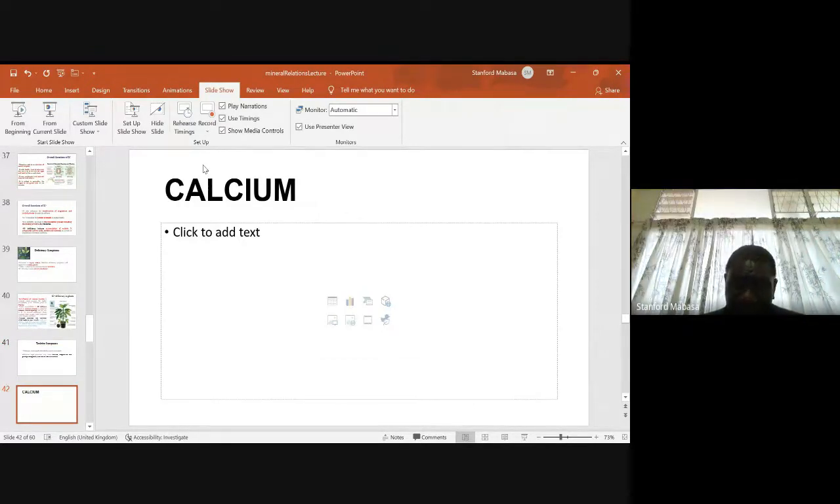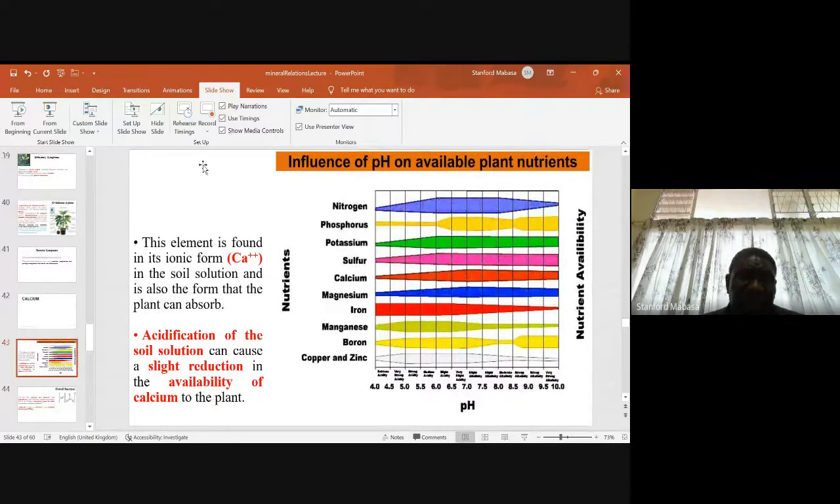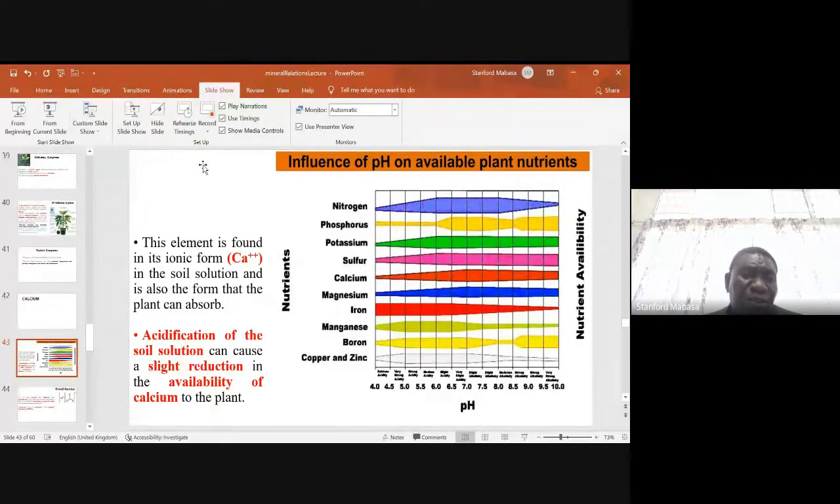Calcium. Now, this element is found in its ionic form in the soil as Ca++ in the solution. This is very sensitive to soil pH. So under acid conditions, if you check this line here, there's very little which is available. Probably just like phosphorus and to a certain extent potassium, magnesium.